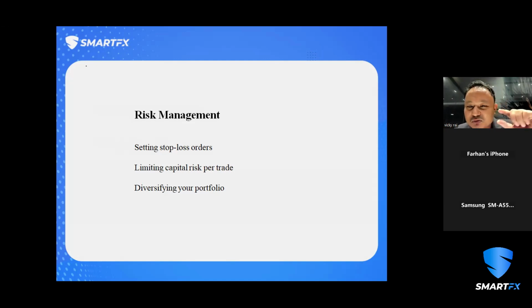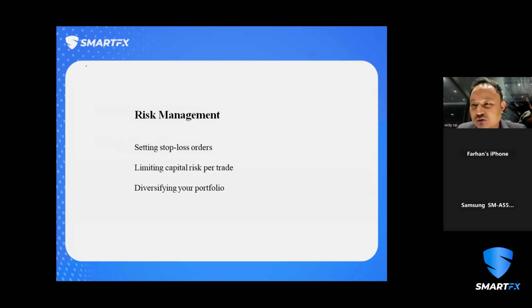So it's easy to recover that $10 which they lost in SL, but it's very difficult to recover those $100 which he has lost while not putting SL. Okay, so the second one is limiting capital risk per day trade. This is also very, very important.